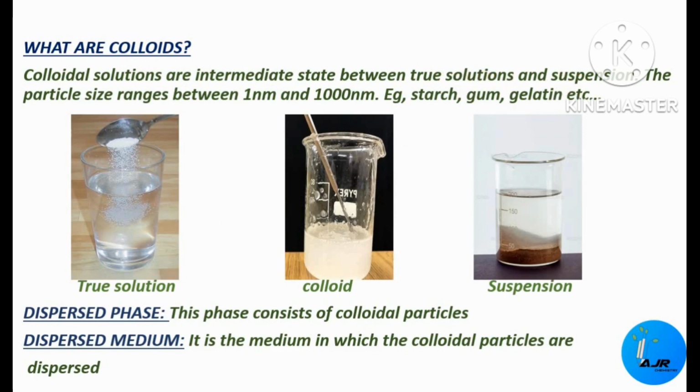Here is an example of a true solution. In a true solution, the dispersed particles have a size lesser than 1 nanometer. 1 nanometer is 10 to the power minus 9 meter, so the particle size will be lesser than this. Here the dispersed particle constitutes a single molecule or ion. An example of a true solution is salt in water.